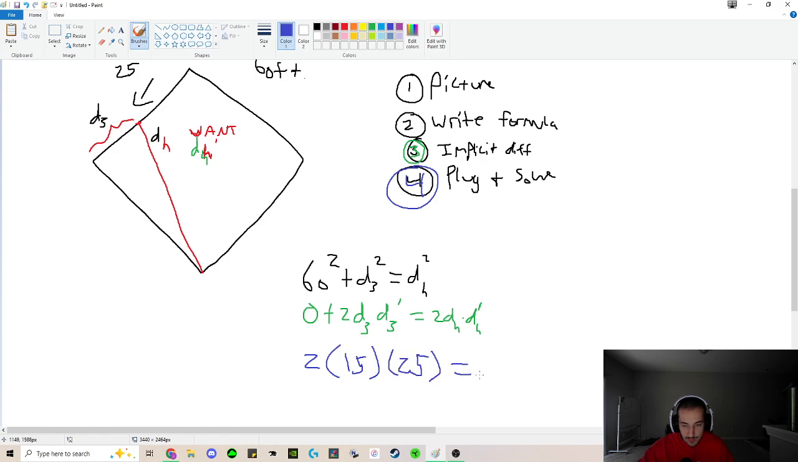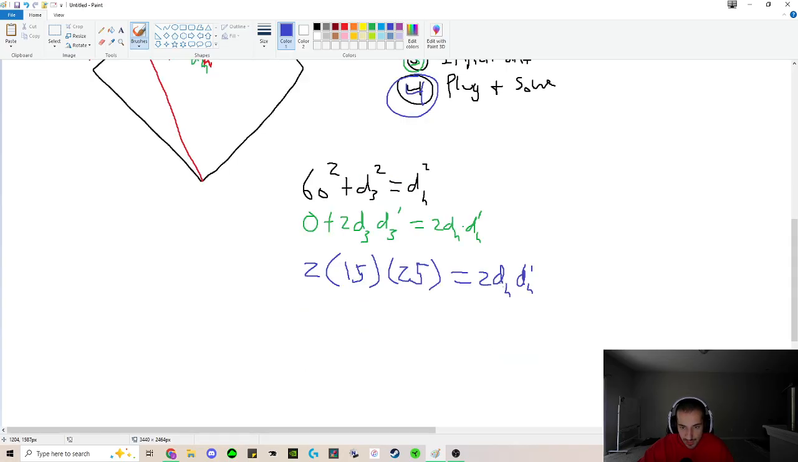Okay, what about the right-hand side? We've got 2. What about dh? How far are we from home? We'll leave this as dh, and then dh prime is what we're solving for, right? So now we just have to find out how far we are from home, and we can do the Pythagorean theorem for that. Our final little step here: the distance from third squared plus the 60 squared equals our distance from home squared.